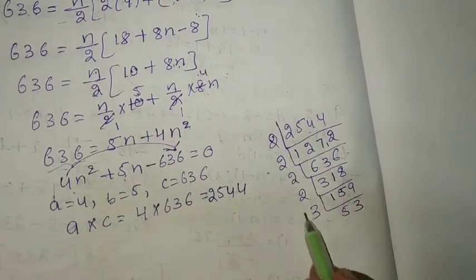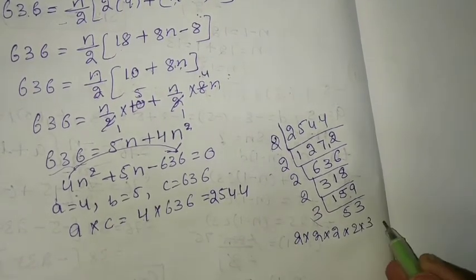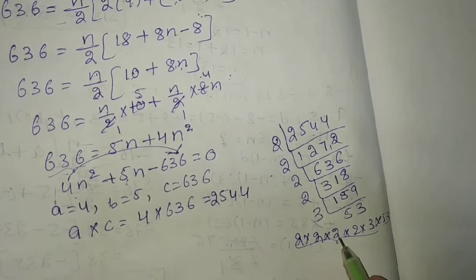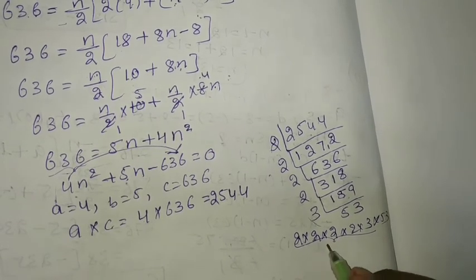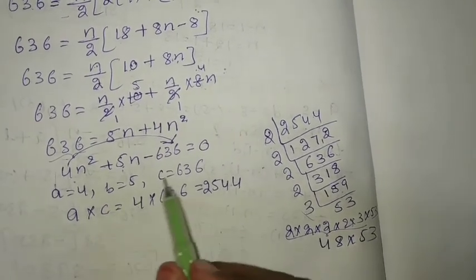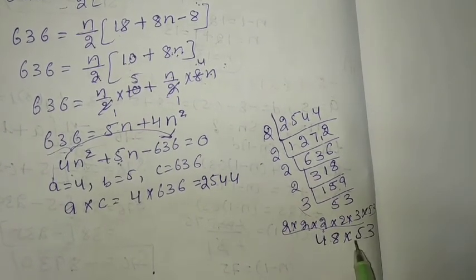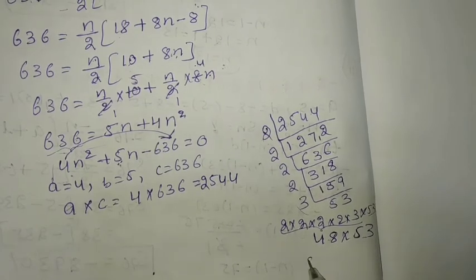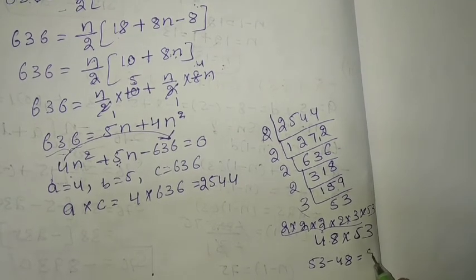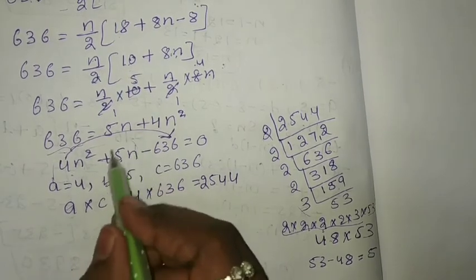Now multiply these numbers: 2 into 2 into 2 into 2 into 3 into 53. 2 twos are 4, 4 twos are 8, 8 twos are 16, 16 threes are 48. So 48 into 53. Check here: what is the middle number? The middle number, that is b, is 5. If you subtract these two, 53 minus 48, what will we get here? The result is 5. That means the same middle number we have.